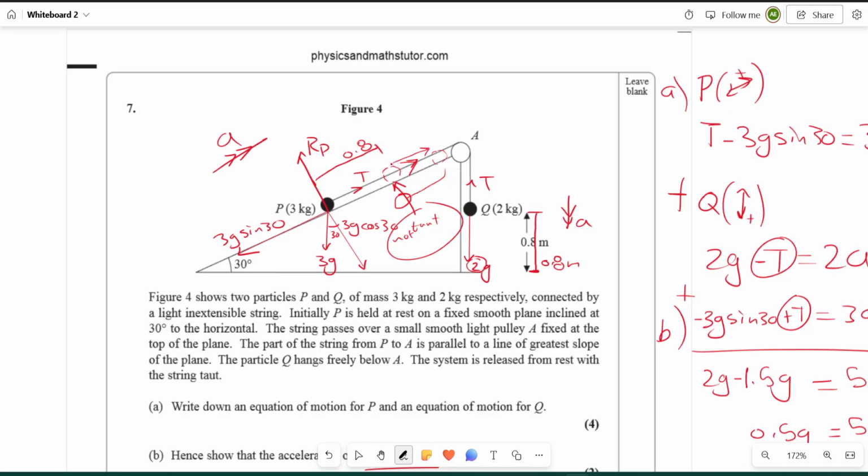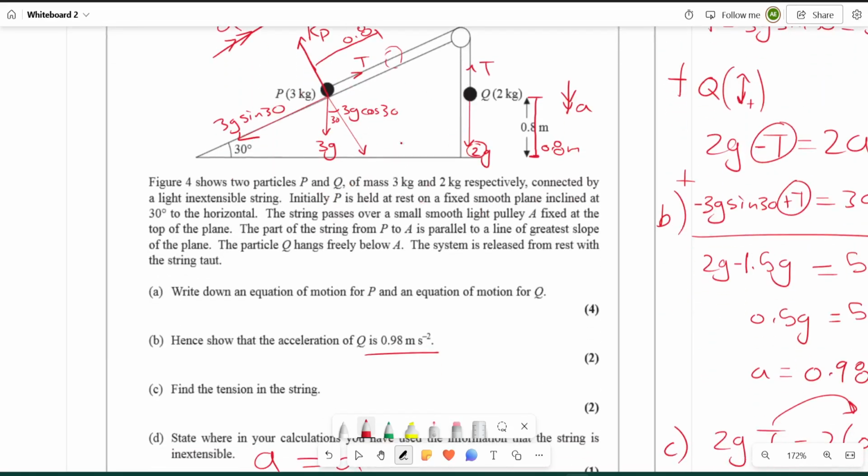So basically, we want to find the time between when P reaches this point, goes up, and comes down back to this point again. To do that, we will need to use kinematics. We will need to know what is the speed that P was moving at over here, and then I will need to know what is the acceleration of P after the tension is broken, and then I can solve for the time. So first of all, we need the velocity of P at this point over here.